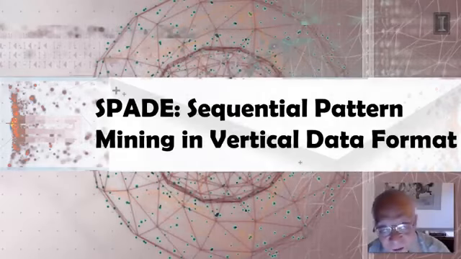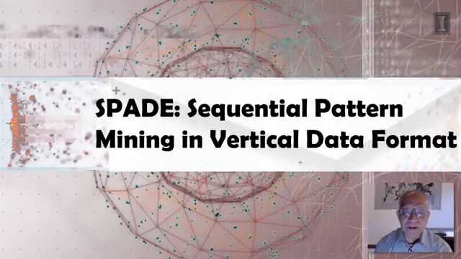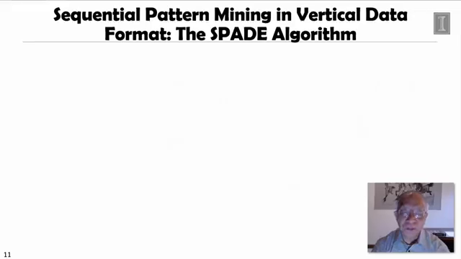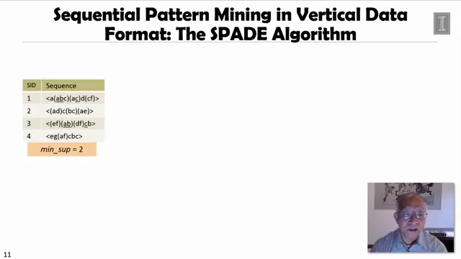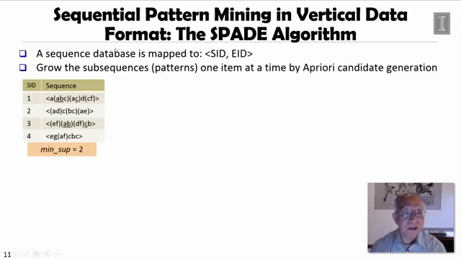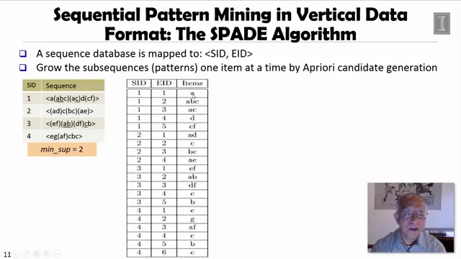Now I'm going to introduce you to another algorithm called SPADE, which is sequential pattern mining based on vertical data format. You probably still remember the vertical data format based frequent pattern mining algorithm called ECLAT. Here, the same set of authors actually developed an interesting algorithm for sequential pattern mining. The idea is pretty simple.